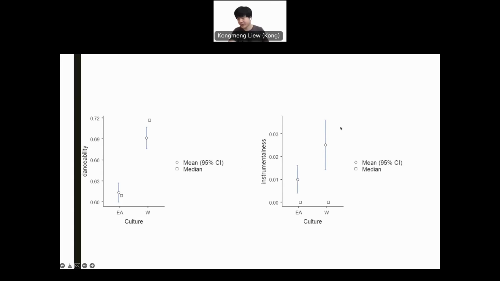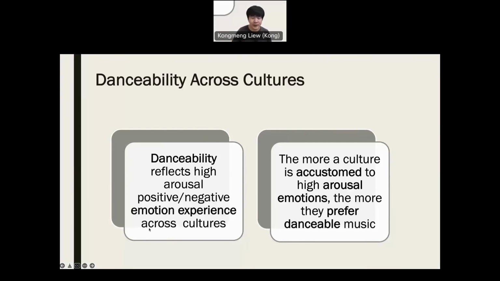Because we're not quite sure what is going on with instrumentalness, we decided not to focus on it, and instead examine danceability, or rhythmic arousal. And so now we've narrowed our area of focus, we can start to think about hypotheses. Danceability might reflect high arousal. We don't know if it's positive or negative, but just high arousal emotion experiences across cultures in some way.